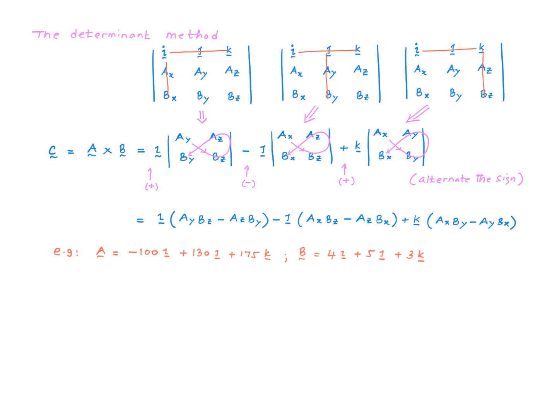As an example, let's say this is A, this is B. We want to find the cross product between the two. So the first step is to construct this 3 by 3 determinant. So we put i, j, k on the first row and the components of the vector A on the second row, which are minus 100, 130 and 175, and put the components of the B vector on the third row, right, which are 4, 5 and 3.